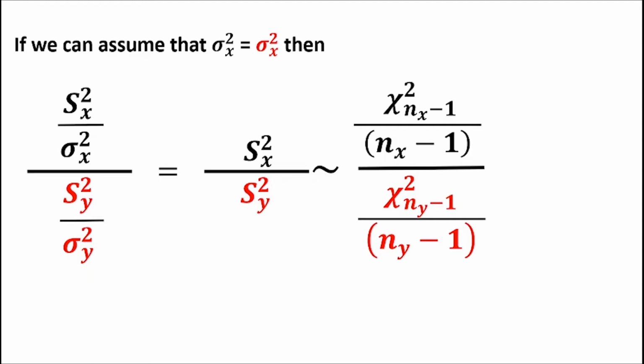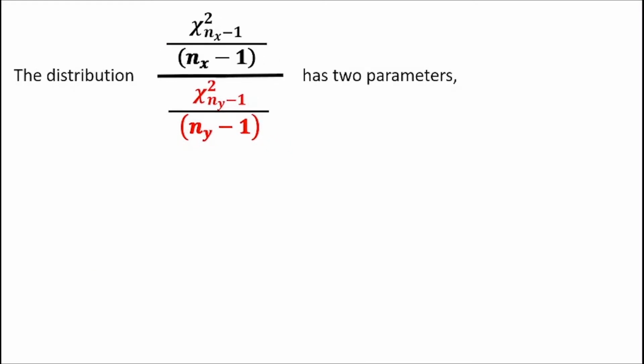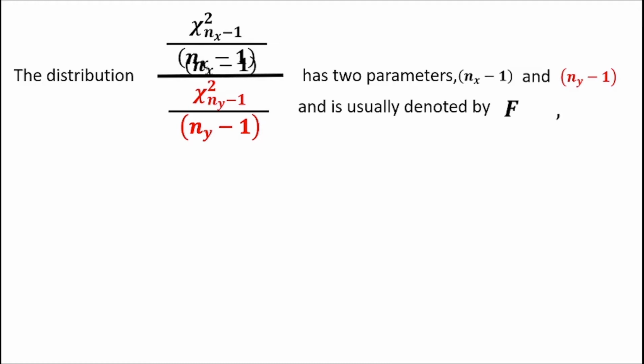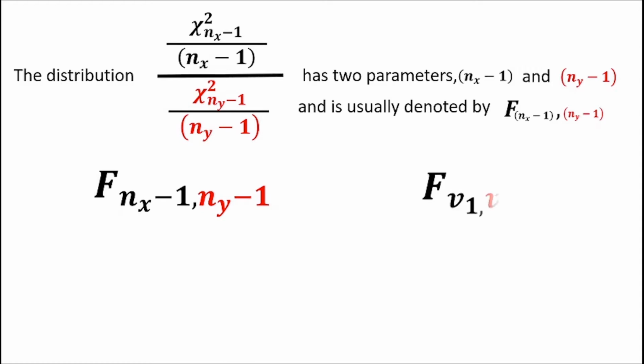Okay, we've done a lot of manipulation there, and it's really to get to this point where we have this distribution which has two parameters. The two parameters are nx minus 1 and ny minus 1. And this is a very interesting distribution in statistics. This is what we call the F distribution. Okay, so the F distribution has these two parameters. It's basically the n value for one distribution, subtract 1, and the n value for a second distribution, subtract 1. But we can also refer to them as our degrees of freedom, and we have two distinct degrees of freedom, V1 and V2.